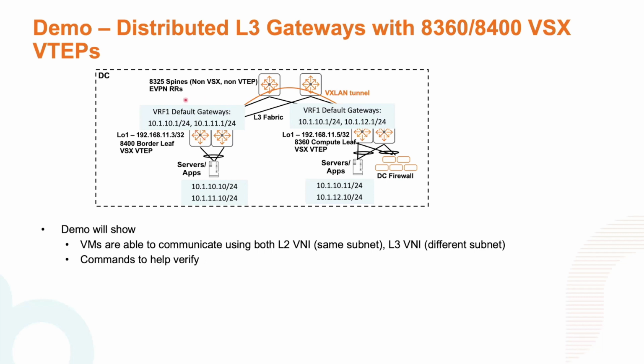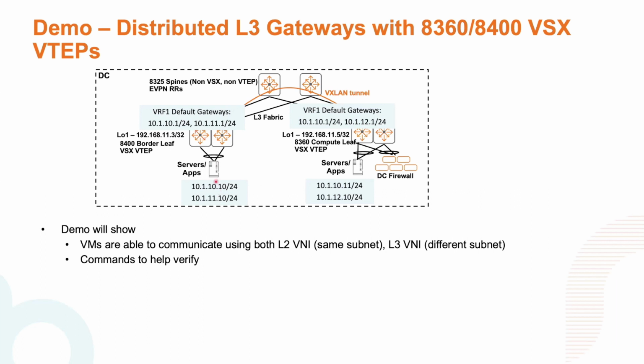We have a distributed L3 gateway set up. On one side, we have an 8400 VSX pair. And on the other side, we have an 8360 VSX pair, connected through two spines that are just 8325s that are not configured in VSX or VXLAN in any form or fashion, just doing the routing. And then on the southbound end, we just have a couple servers that are enabled that we're just going to show some connectivity through.